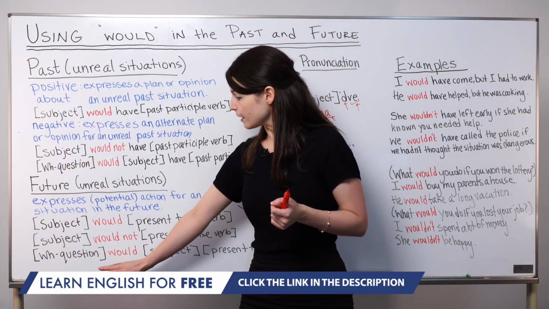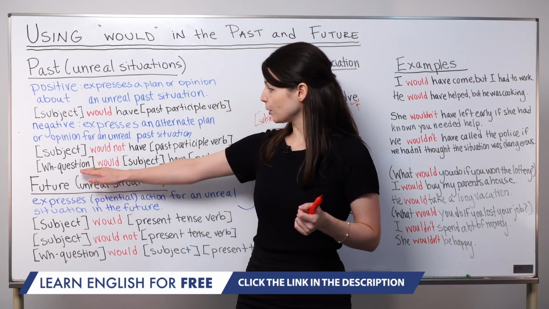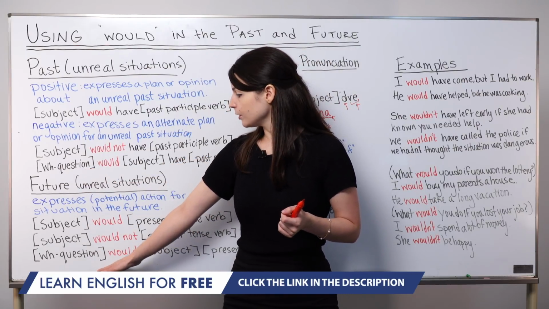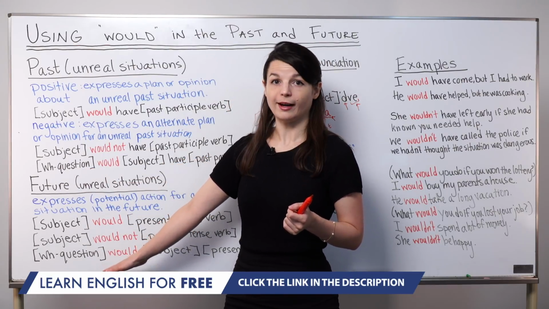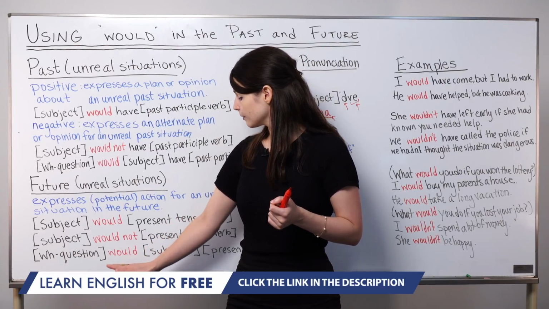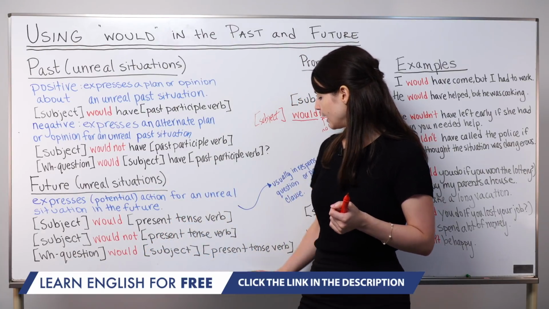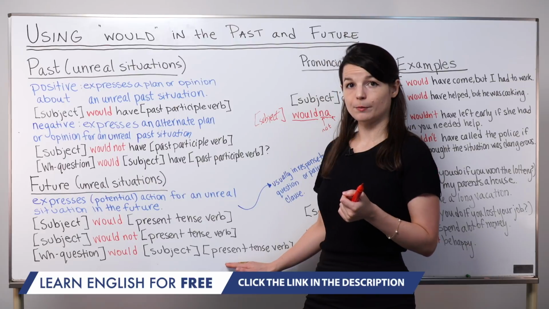Then, when we're making questions, we follow a similar pattern. We use our WH question word, who, what, where, when, why, how, plus would, plus our subject, and again, a present tense verb.